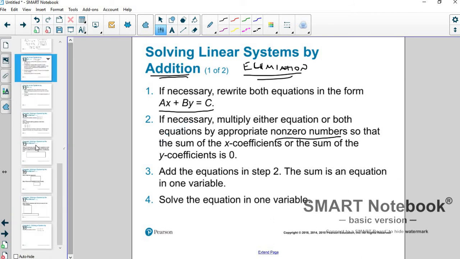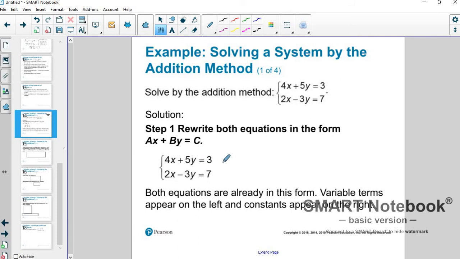Okay, so let me show you what it looks like. So you've got 4x plus 5y equals 3 and 2x minus 3y equals 7. They're already written in the right form. Okay, no big deal. All right, but now what we need is to be able to get the same number with opposite signs in front of the variables, either in front of the x's or in front of the y's.